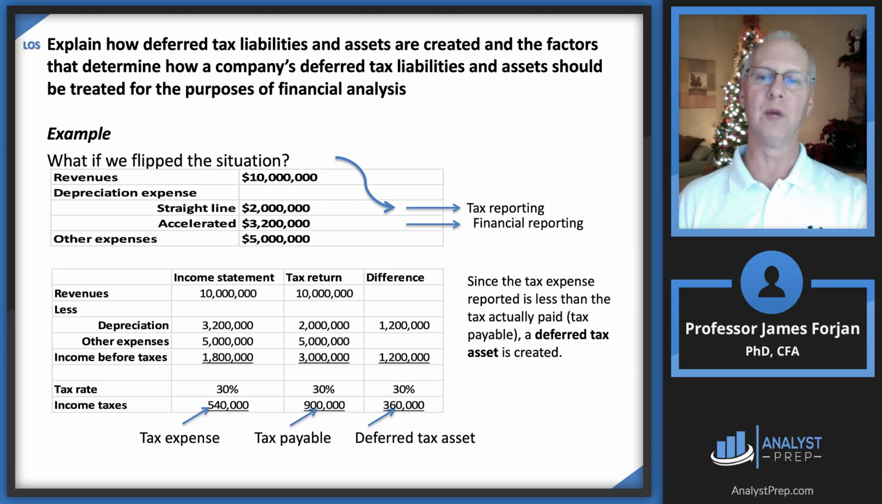Now, what happens if we flipped our decision? If we use straight line depreciation to report to the IRS and accelerated depreciation method to report to the shareholders, well, then the numbers are going to be exactly the same, but they're going to be flipped. So we're going to have $540,000 as a tax expense on the income statement, but $900,000 as taxes payable. And then, of course, because we're kind of paying too much in taxes now, we're going to have the ability to have a lower tax liability at some time in the future. So we call that a deferred tax asset. So there's $360,000 under the deferred tax asset.